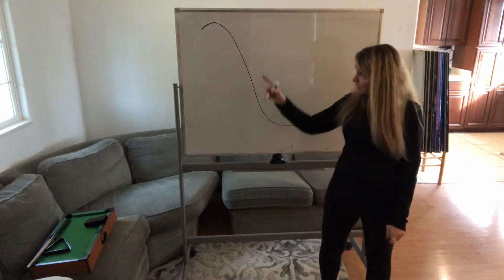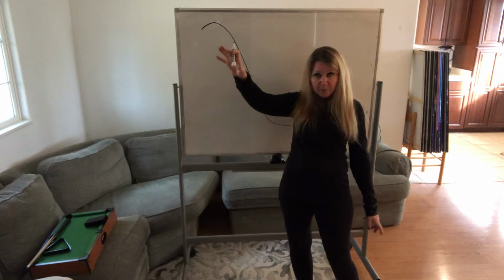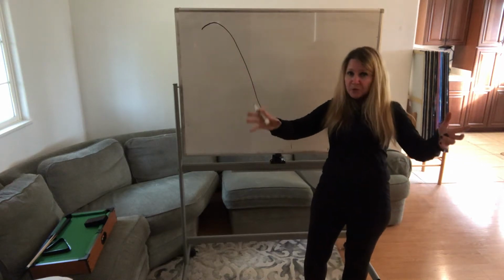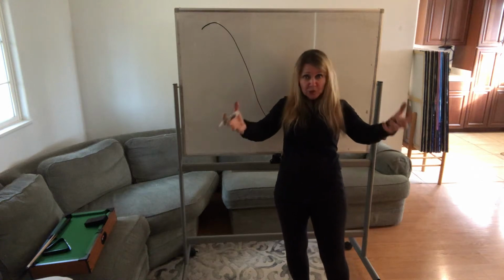A roller coaster lift hill. This is when a motor takes you to the top of the roller coaster. But after that, the roller coaster does not have a motor. A roller coaster is a gravity machine.